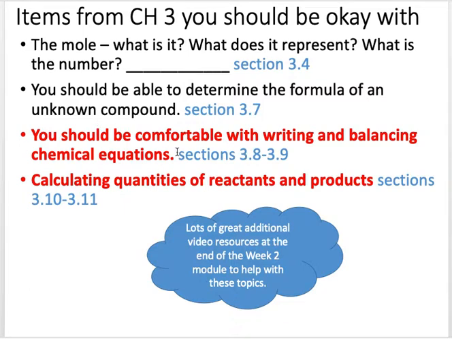Today, we'll talk a little bit about balancing chemical reactions, which you should know how to do already, but we will bring that topic back up again. And then we're going to talk about calculating amounts of things based off of reactants and products. So this will be a little bit of limiting reactants, a little bit of dimensional analysis review, things like that. There are a ton of great additional video resources at the end of the Week 2 module to help with all of these topics. While I'm not going to be grading you for looking at these, they are very useful and will help guide you if you are struggling a little bit.